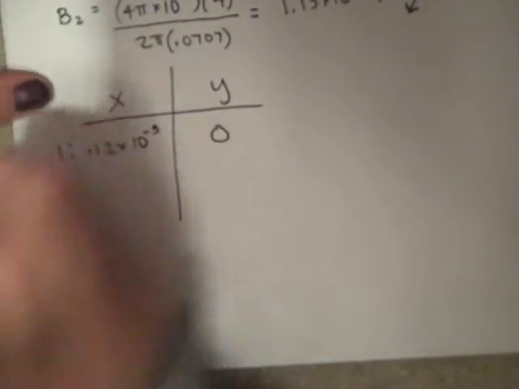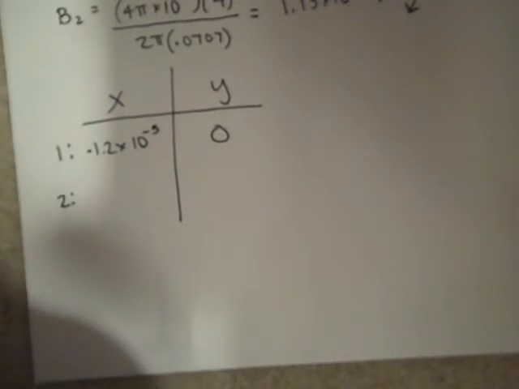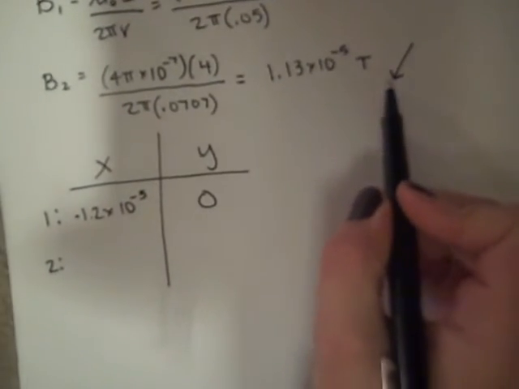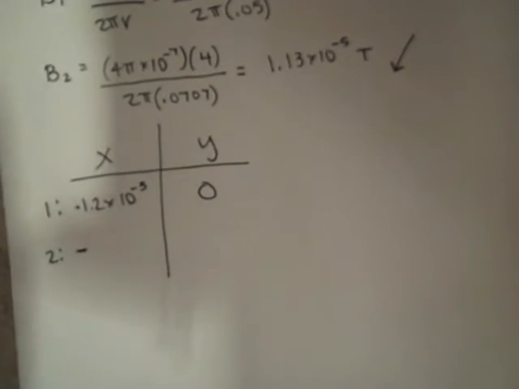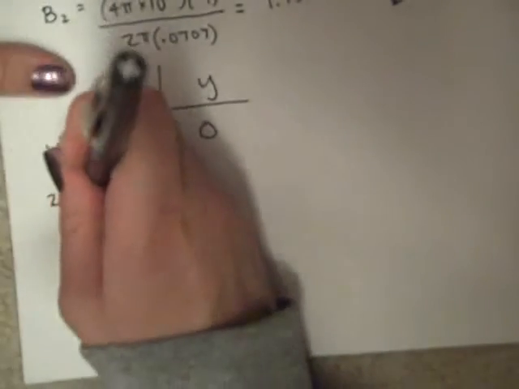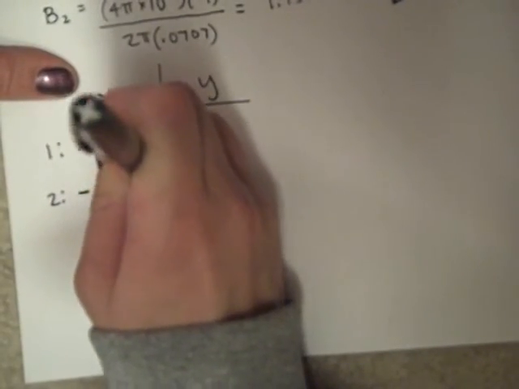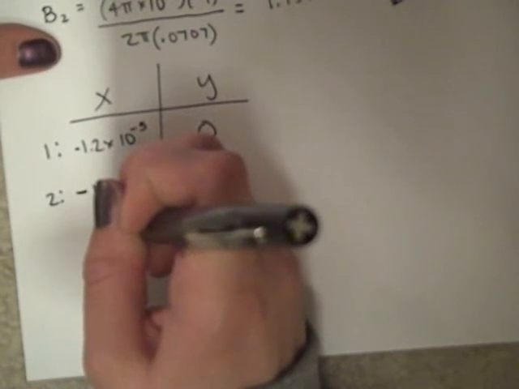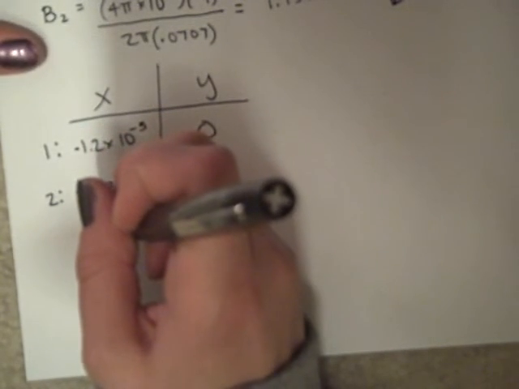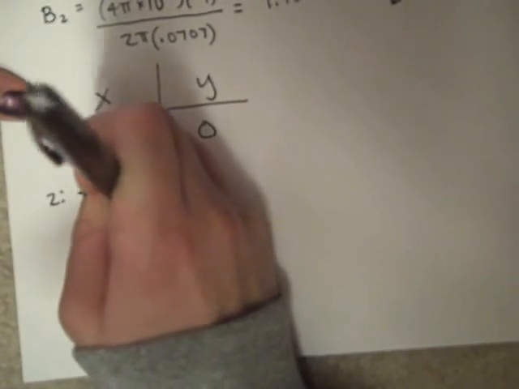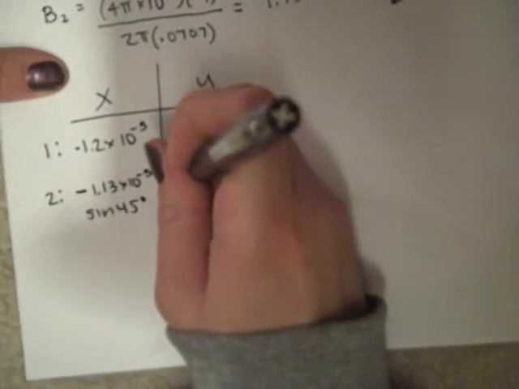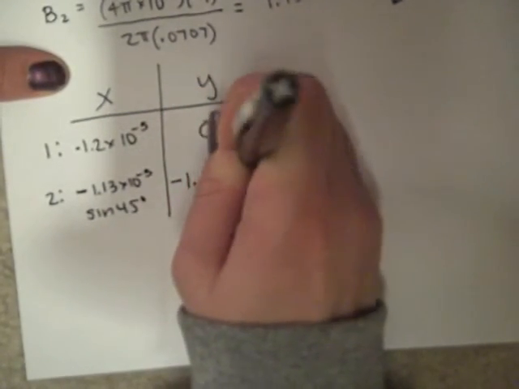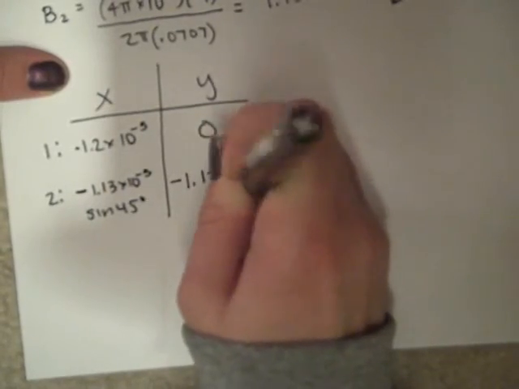And then magnetic field 2 here is going to have 2 components as well. Now notice in my picture here, it's got an X component to the left, and so that's going to be a negative component. And since your angle is going to be 45 degrees, it's going to be negative 1.13 times 10 to the negative 5th times the sine of 45 degrees. And then your Y component is also going to be negative because it's pointing down, so it's going to be negative 1.13 times 10 to the negative 5th times the cosine of 45 degrees.